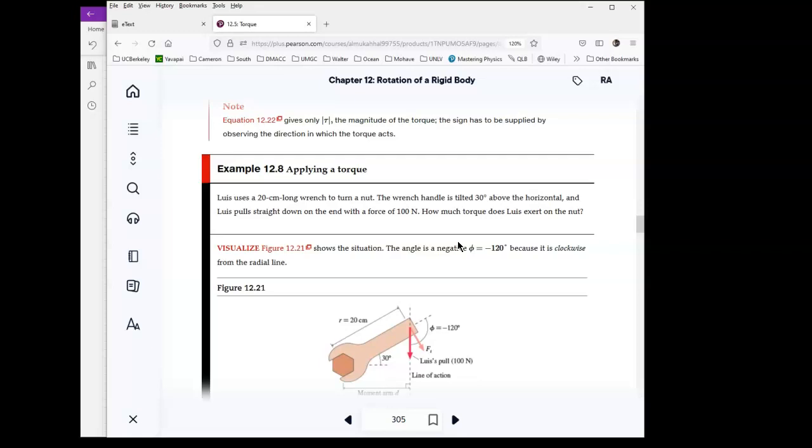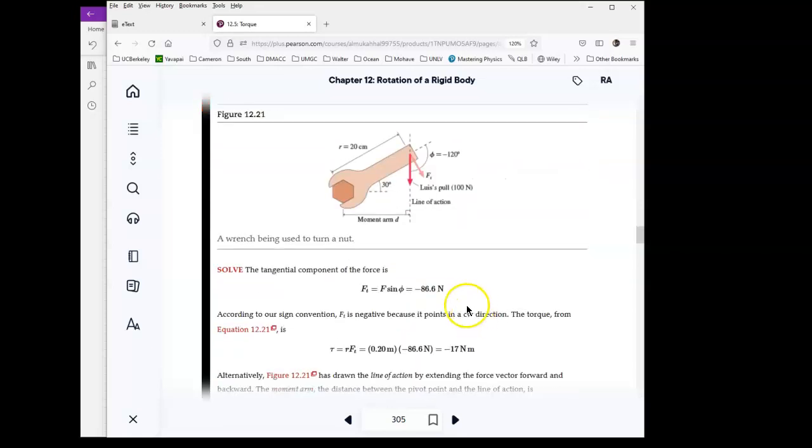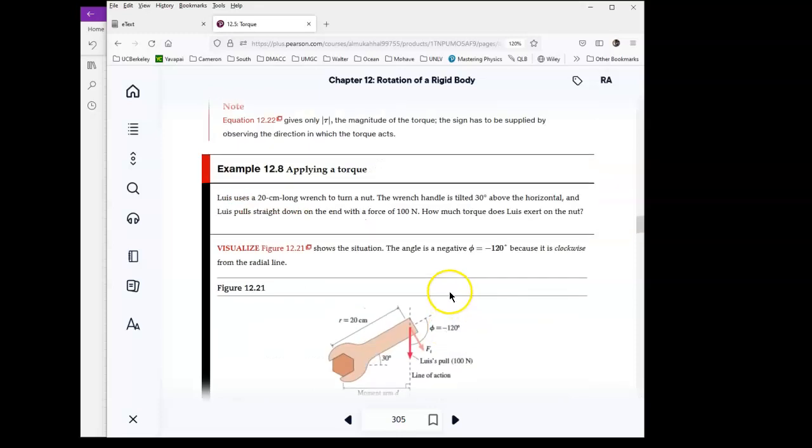Okay, so I don't like the way he solved it. What you want to do, basically, is that, like I said, the force and the moment arm have to be perpendicular. This is very, very important. So you basically want to get the perpendicular component of this force, which is this one. He's calling it F sub t, t for tangential. How you do that doesn't really matter. He uses this angle, negative 120. If you're comfortable with the way he did it, that's great, but I'm going to do it my own way.